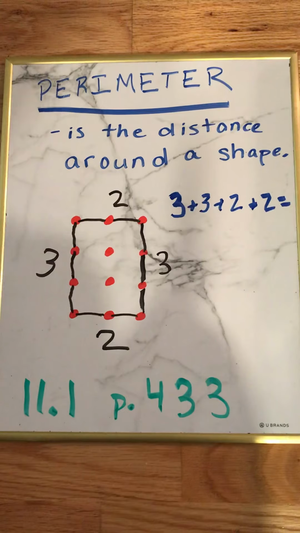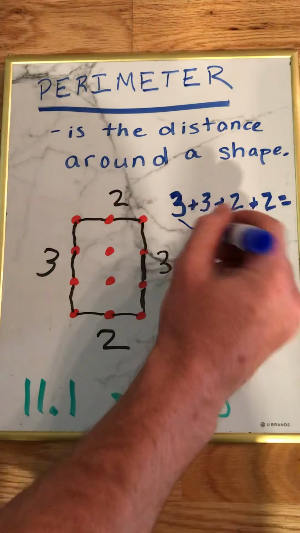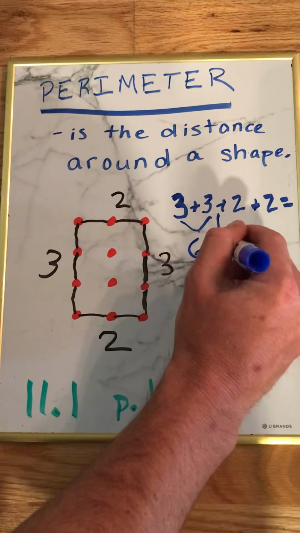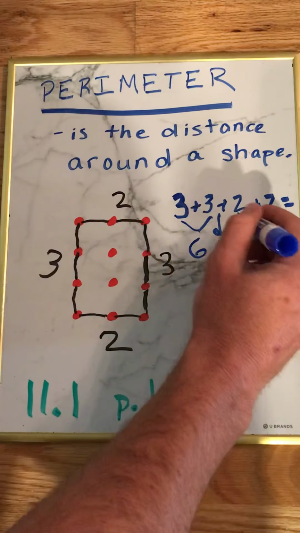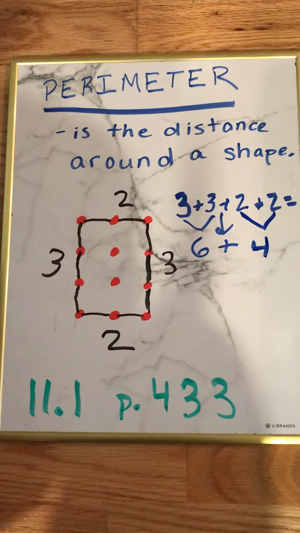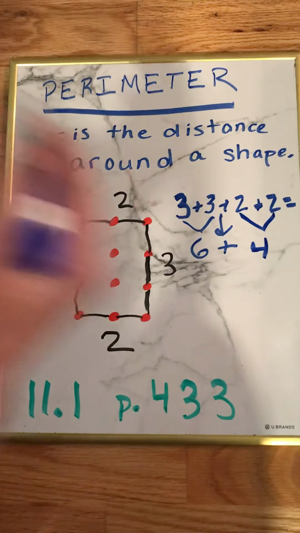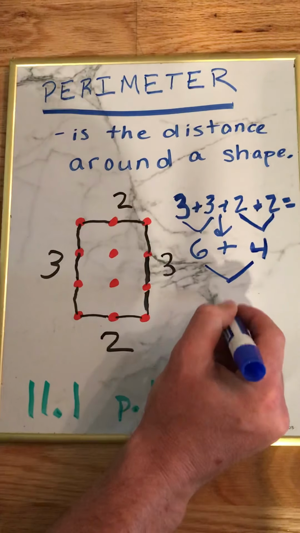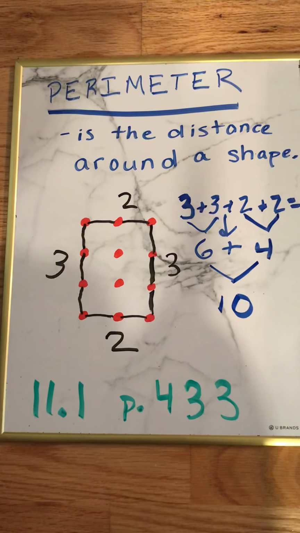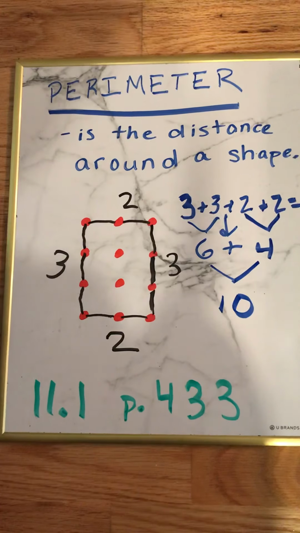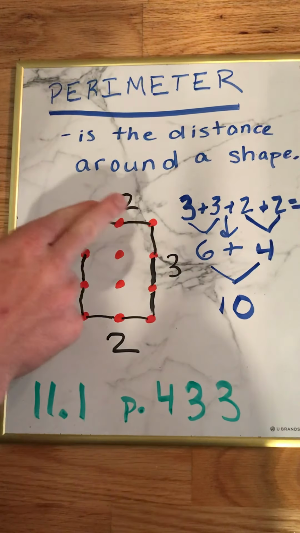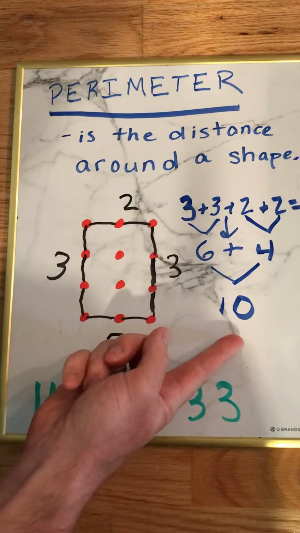I loved doubles facts when I was in 3rd grade. So I would get my 3 and my 3, and I know that 3 plus 3 is 6. And I bring down my addition sign. And I know that 2 and 2 is 4. Now I have, literally, a single digit addition problem. 6 and 4 is 10. So the perimeter of a rectangle with 3 units on 2 of the sides and 2 units on the other 2 sides is 10.